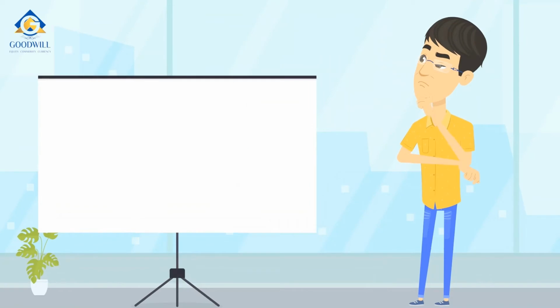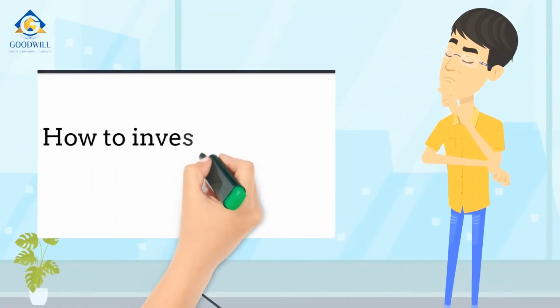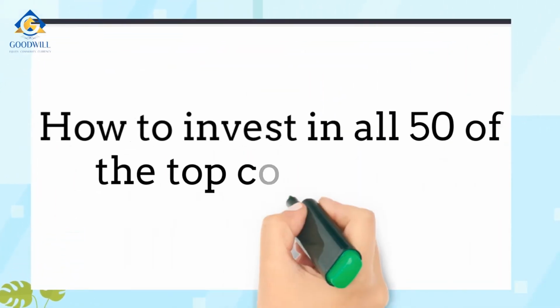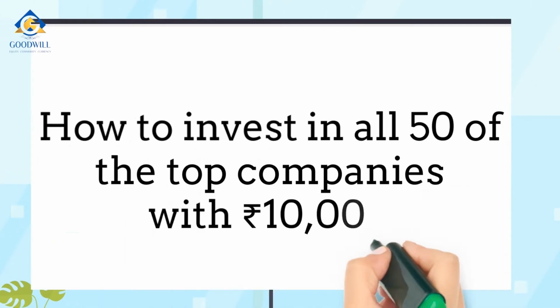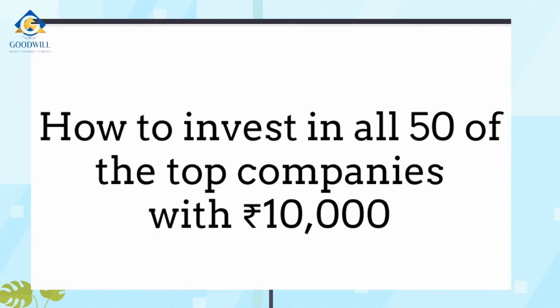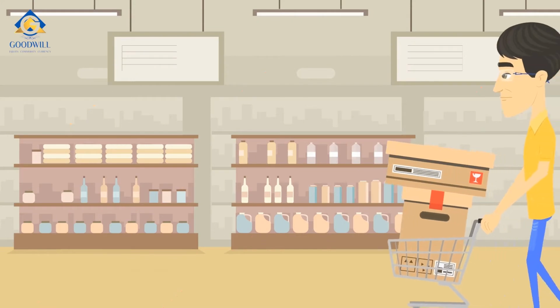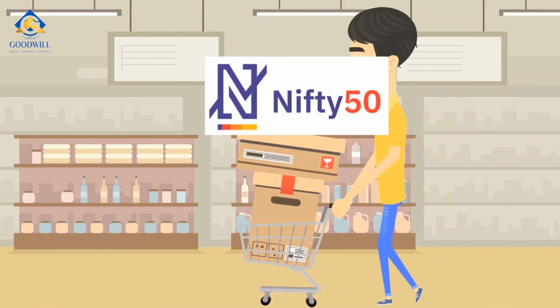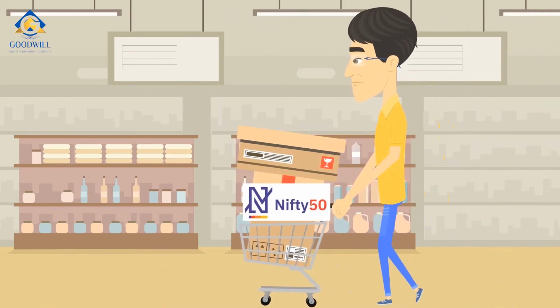Rahul's only concern is figuring out how to invest in all 50 of the top companies at the same time for a little amount of 10,000 rupees. Rahul is aware that he can do so by purchasing Nifty 50 ETFs.